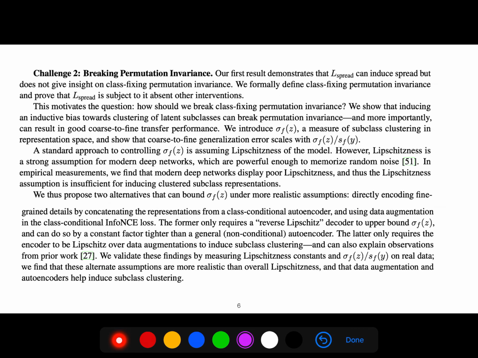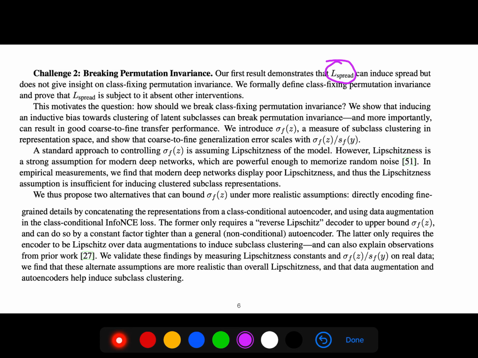The second challenge is breaking permutation invariance. Our first result demonstrates that L-spread can induce spread but does not give insight on class fixing permutation invariance. This motivates the question: how should we break class fixing permutation invariance? We show that inducing an inductive bias towards clustering of latent subclasses can break permutation invariance, and more importantly, can result in good coarse-to-fine transfer performance.